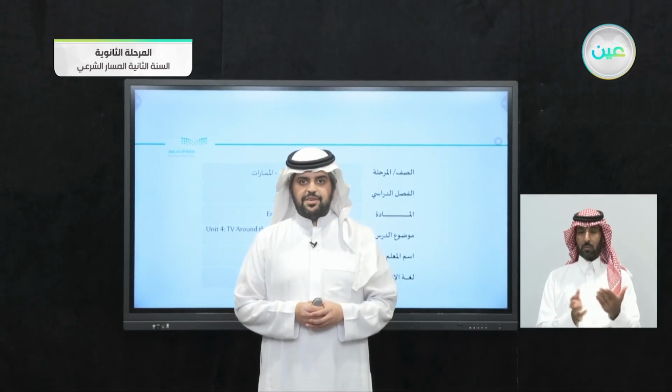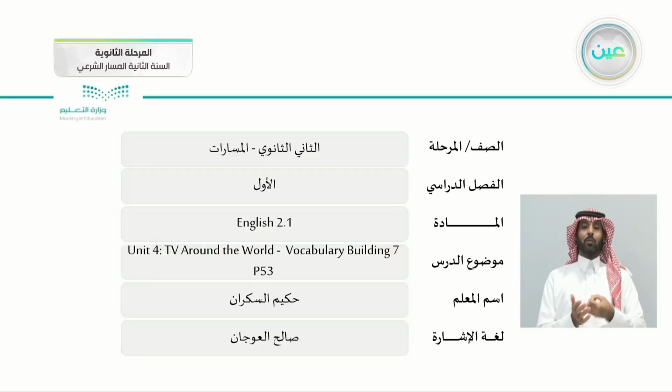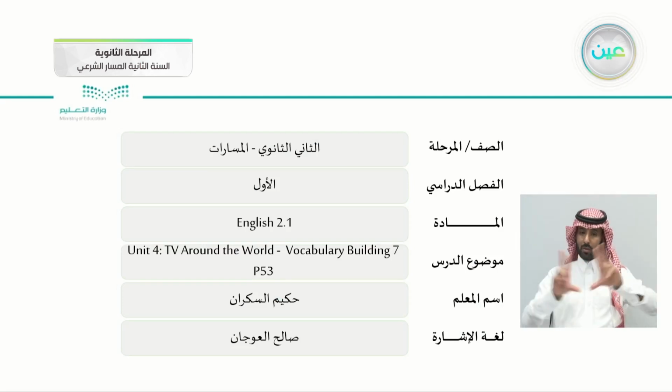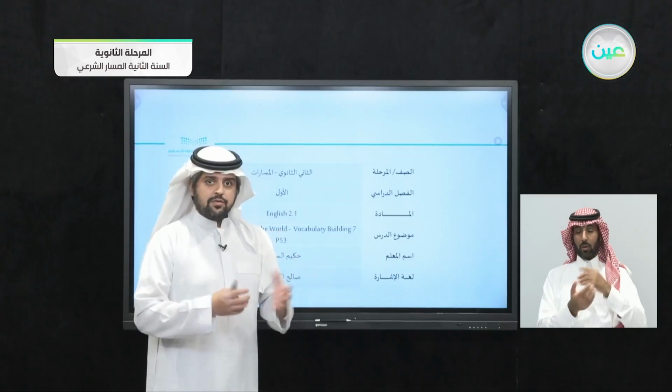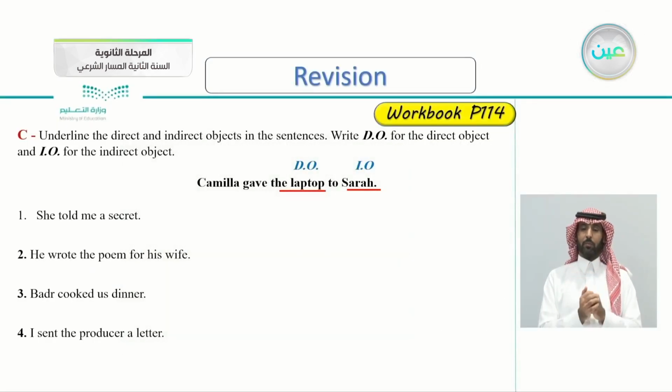I hope that you're happy and healthy and ready for today's lesson, which is the vocabulary building of Unit 4, TV around the world, which is the lesson that will prepare us for the reading lesson later. So before we do that, let's take some exercises from the workbook, page 114, just to refresh our memory from our previous lessons. Underline the direct and indirect objects.